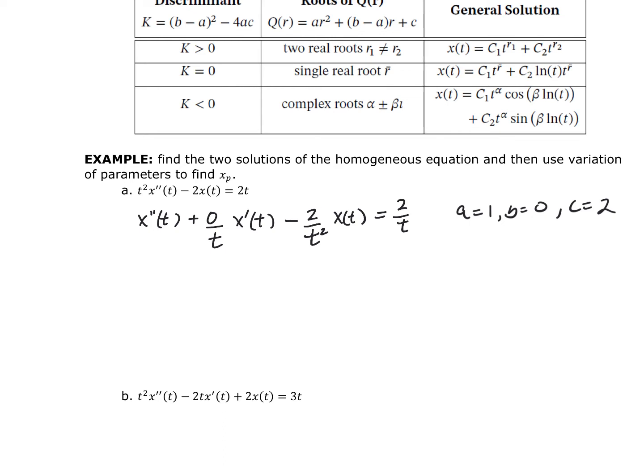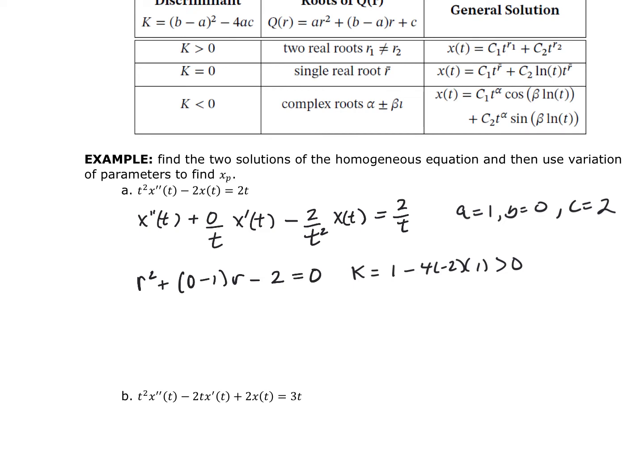So then what I have for my characteristic polynomial is r squared plus 0 minus 1 r minus 2, which is equal to 0. And I have k, which is equal to 1 minus 4 multiplied by negative 2 multiplied by 1, which is greater than 0. So we know that we're going to have two distinct roots.